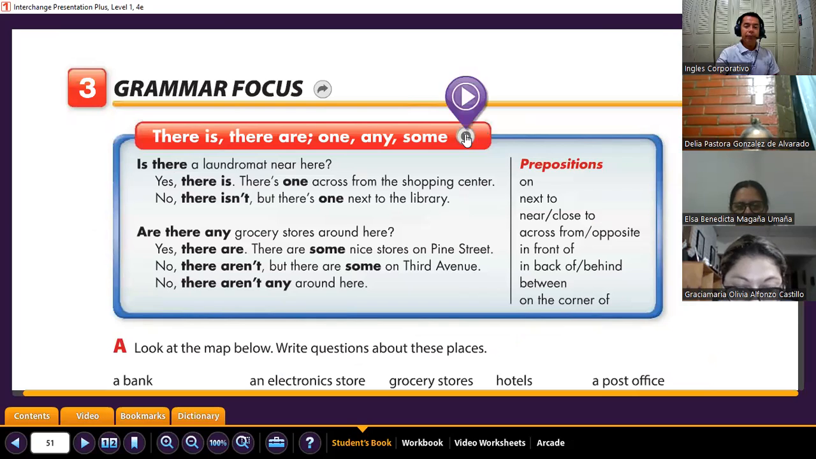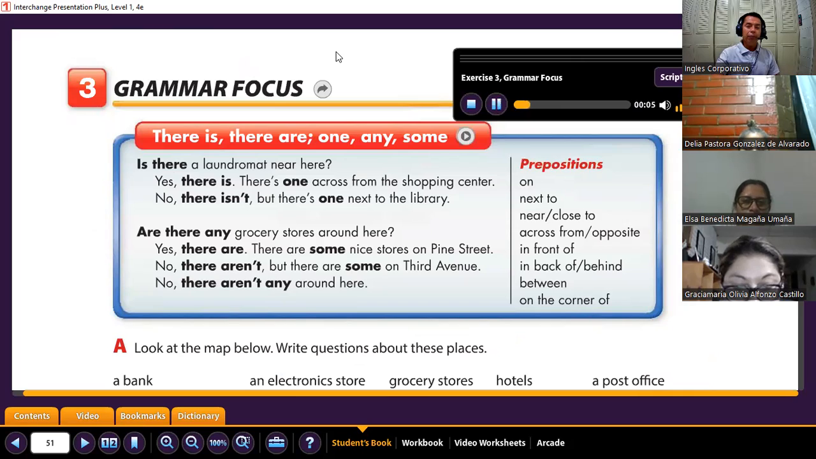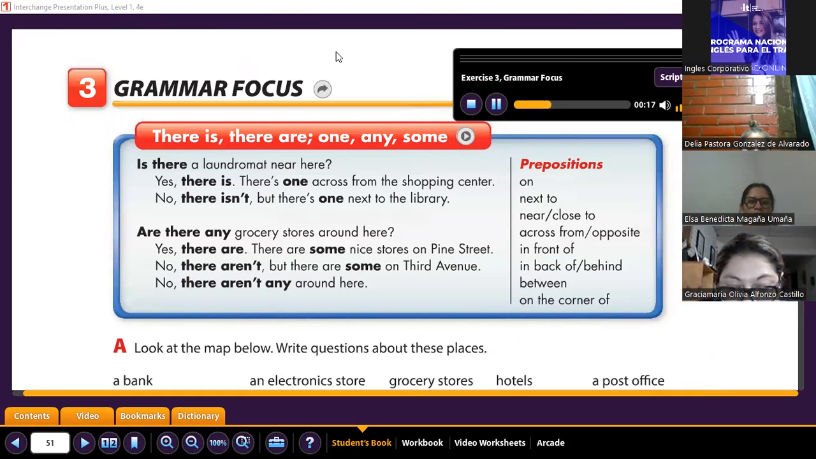Listen, please. Page 51, exercise 3, grammar focus. There is, there are. One, any, some. Is there a laundromat near here? Yes, there is. There's one across from the shopping center. No, there isn't, but there's one next to the library. Are there any grocery stores around here? Yes, there are. There are some nice stores on Pine Street. No, there aren't, but there are some on 3rd Avenue. No, there aren't any around here.